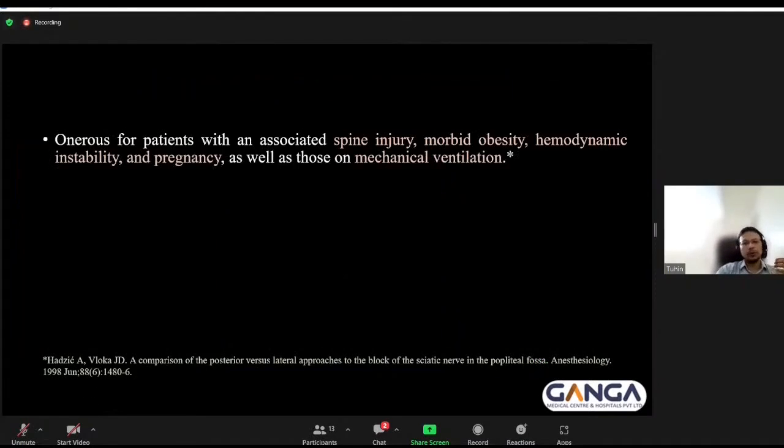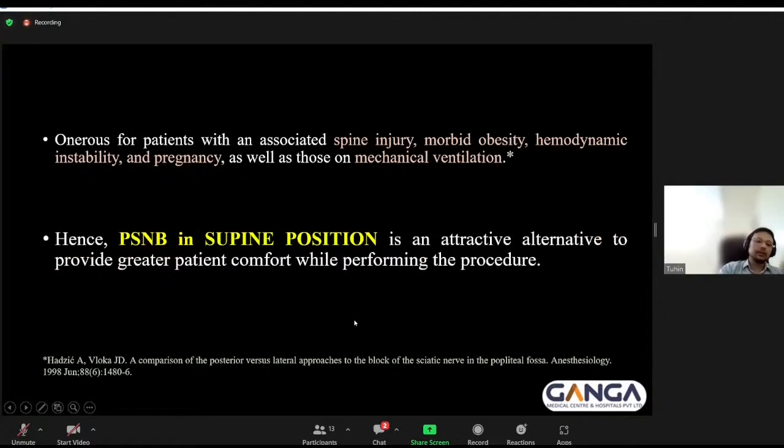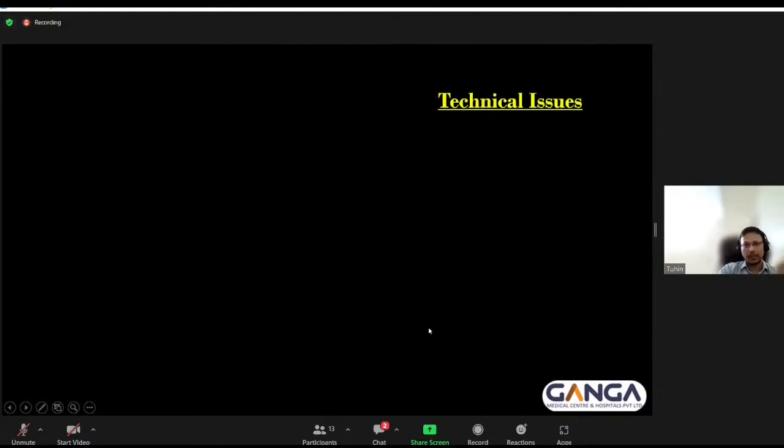But the prone position or the lateral position, where you are changing the patient's position, can be harmful for the patient in case of spine injury, morbidity, hemodynamic instability, a pregnant lady, as well as those on mechanical ventilation. Hence, the popliteal sciatic nerve block in supine position is an attractive alternative to provide greater patient comfort while performing the procedure. It is comfortable for the performer also.